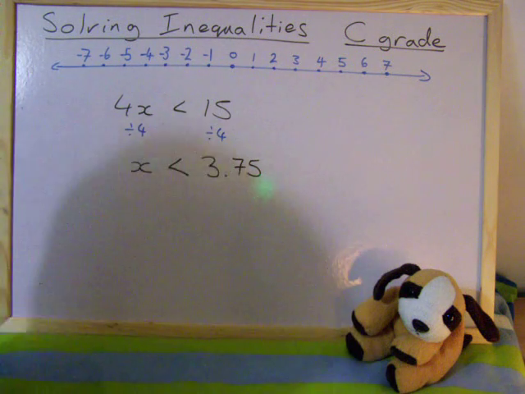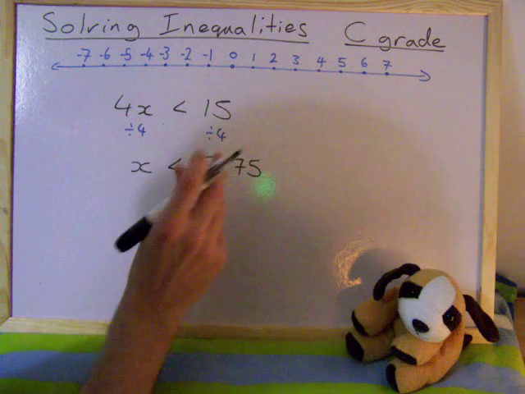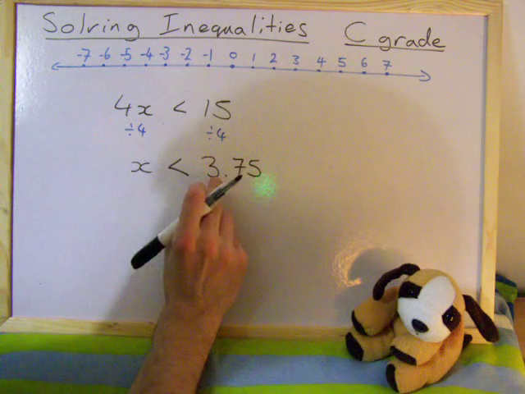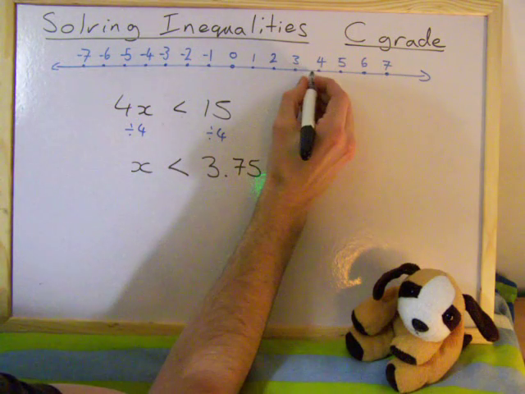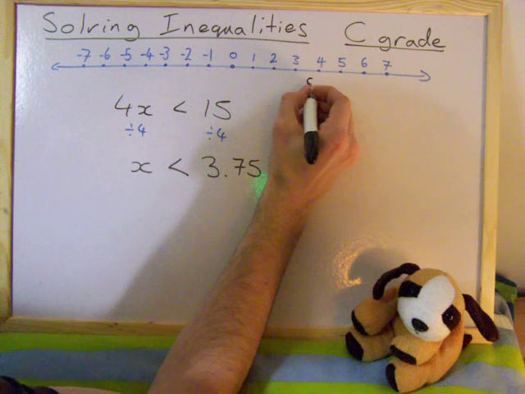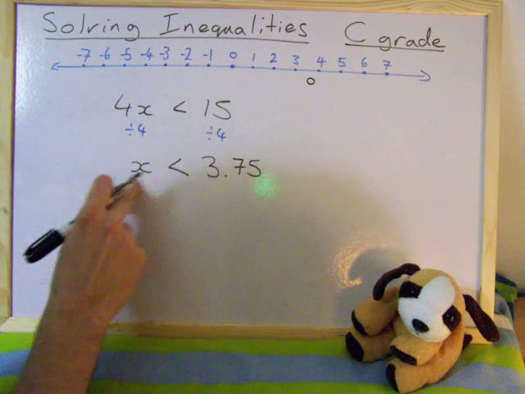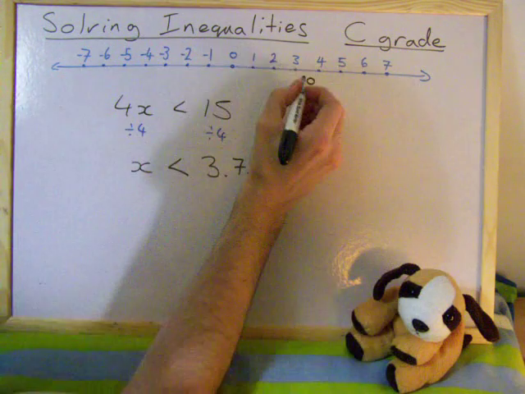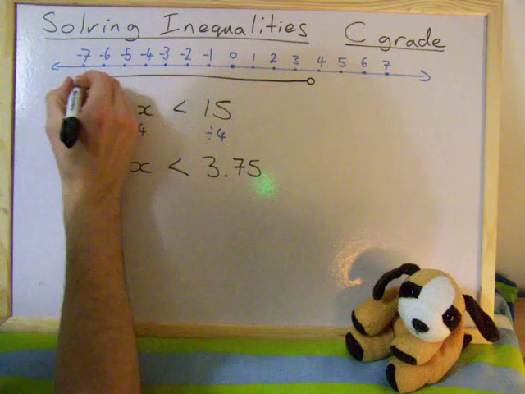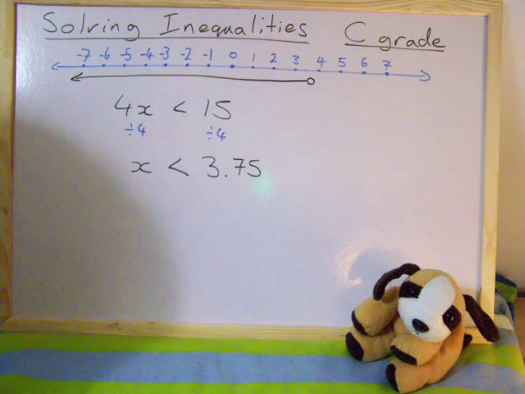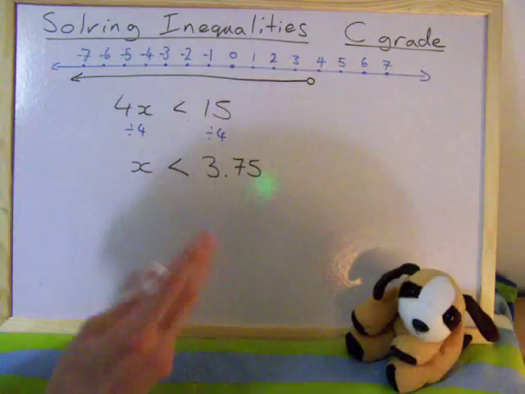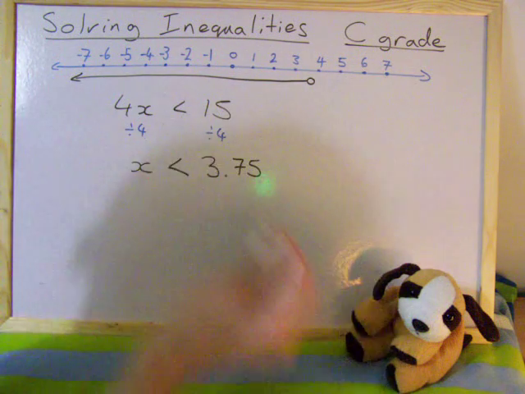How would I visualise that on the number line? Because it's less than, it's going to be an open circle at 3.75. So at 3.75, which is roughly there, I'm going to put an open circle. X is okay if it's less than. So then it's going to fly off in that sort of direction. Pause it if you want to check that or run through it again.